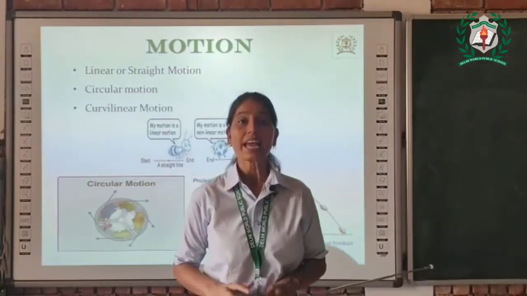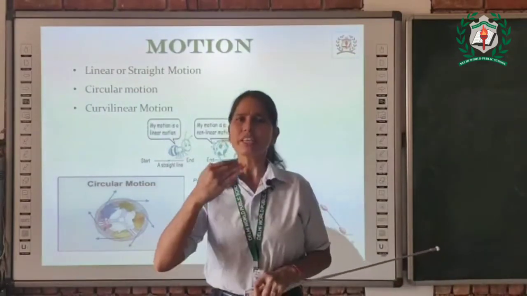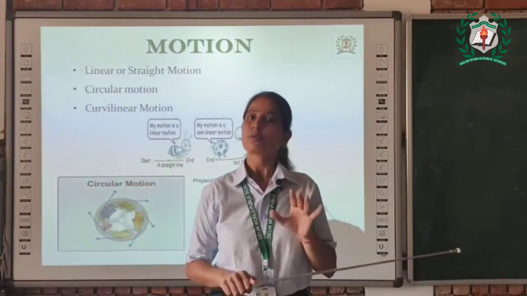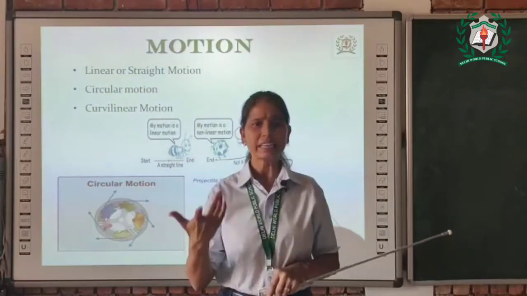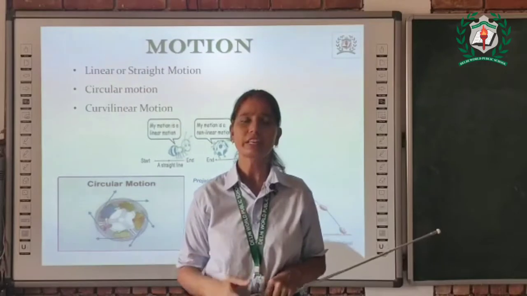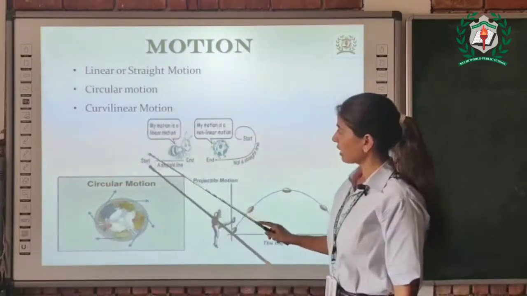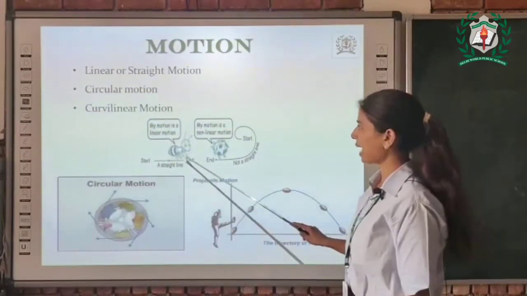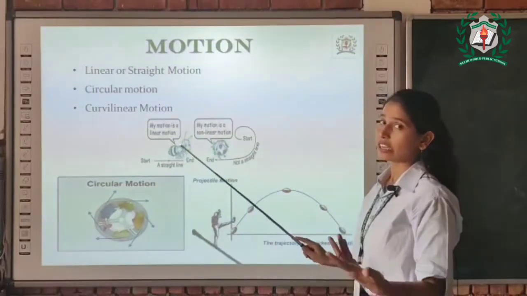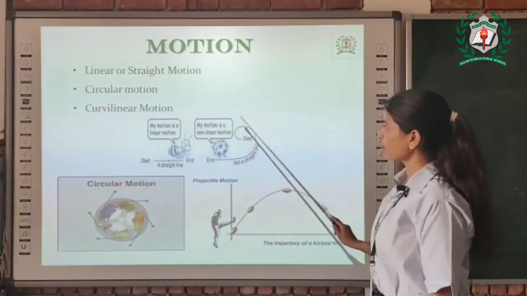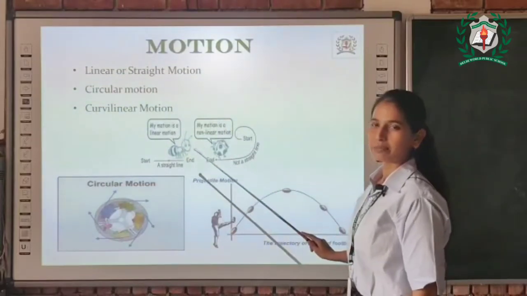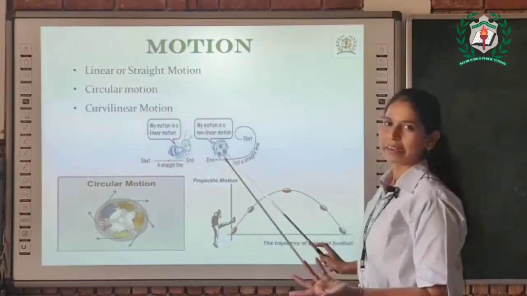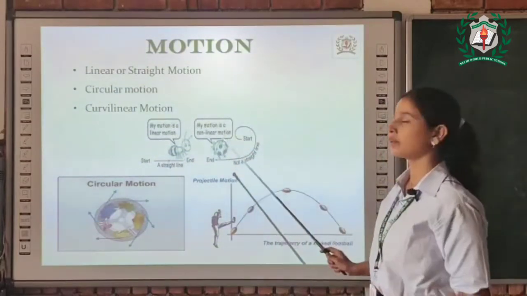What is motion? If an object keeps on changing its position with time, it is said to be moving or in motion. Motion can be of different types: linear, circular, curvilinear. For example, the motion of this ant is linear motion. But the motion of this ladybird or this bug is not linear. It could be random, so it is known as random motion.